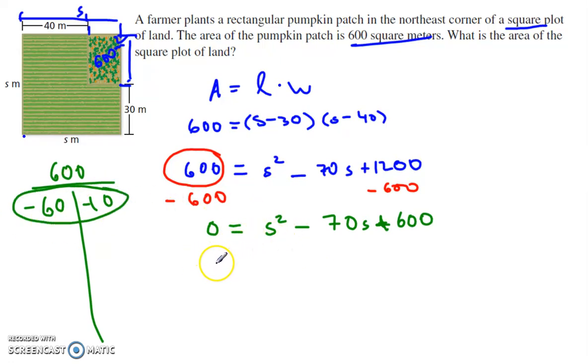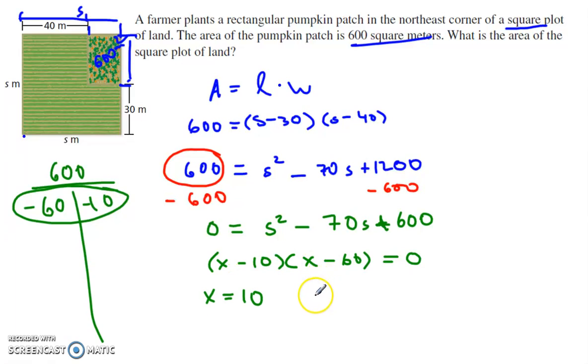So I know that it is x minus 10 and x minus 60 equals 0. So here x is 10, and in this case x equals 60. Now I know that x is either 10 or it's 60. It's one or the other. Now, this is meters, right? So this length right here is 30.